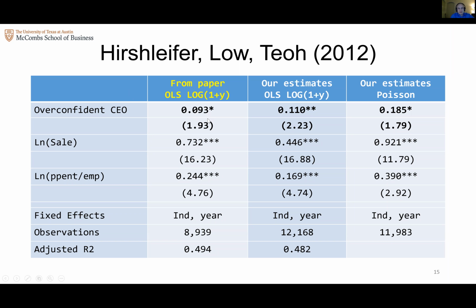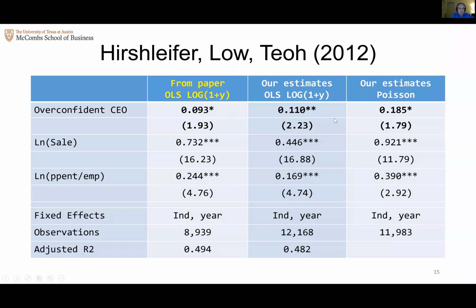It's significant at the 5% level. I'm just going to choose one specification, which is sort of the most parsimonious specification in the paper. We've tried some of the other specifications, and you get similar conclusions. So we were able to very closely replicate that 0.093.